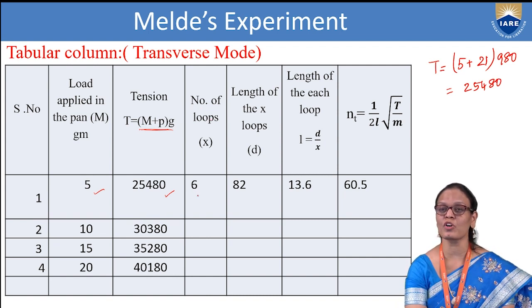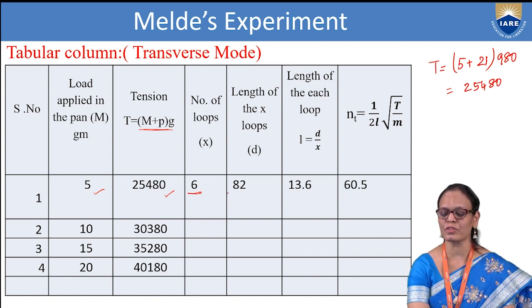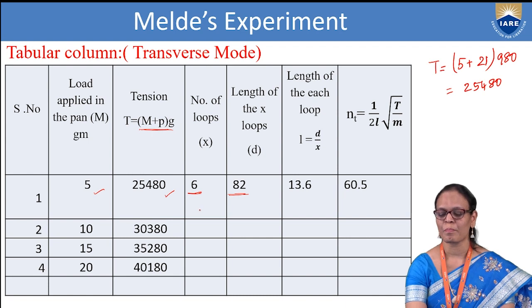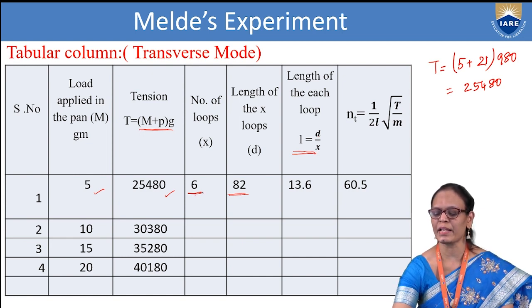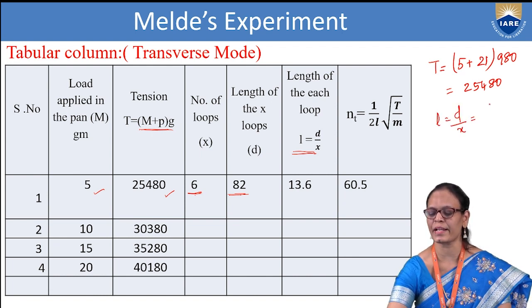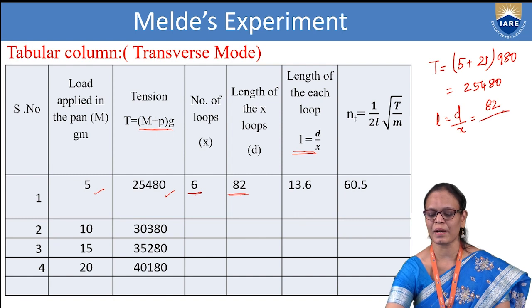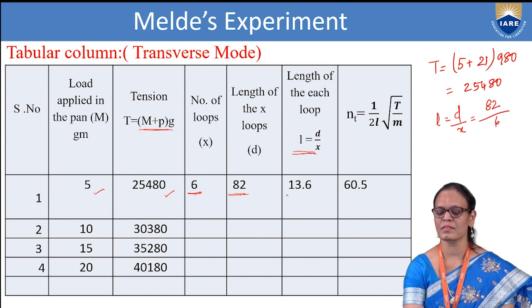Now, what are the number of loops that are formed? 6 loops are formed. And the total length of the loops is 82. But we want the length of each loop. So, you can calculate the length of each loop using the formula D by X, total length divided by the number of loops. L here is equal to D by X. So, D here is 82 divided by 6, which will give us the length of each loop.